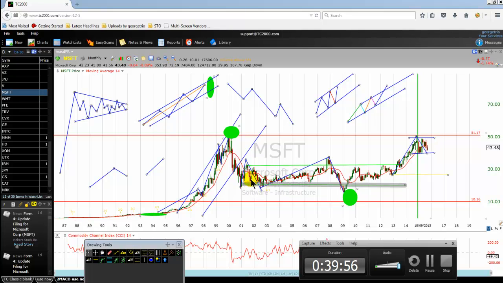So you want to bracket your wave level. So corrective wave, try to label it. Is it confined between two levels? What channel do you have? Is it in a rising channel? And then go deeper and deeper and deeper. Okay?